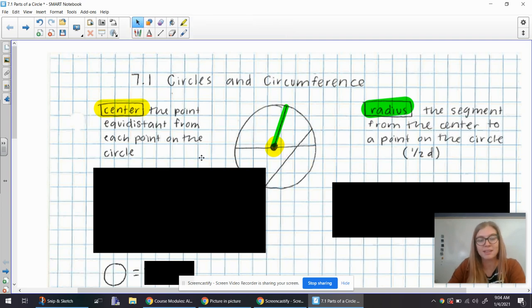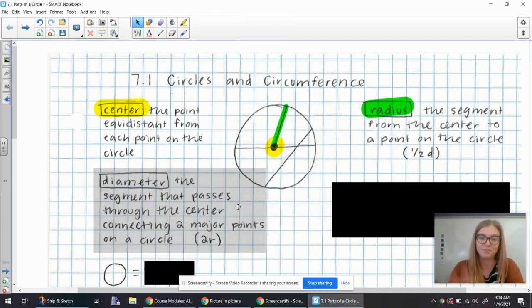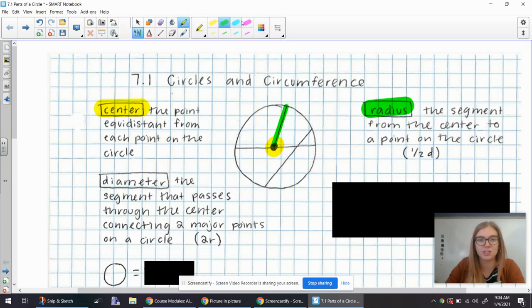What's the diameter, you ask? That's our next word. The diameter is the segment that passes through the center of the circle, connecting two major points on the circle. So, in layman's terms, it's a straight line straight through the circle. That is a diameter. It is twice the radius, and the radius is half the diameter. Straight line going straight through the circle.